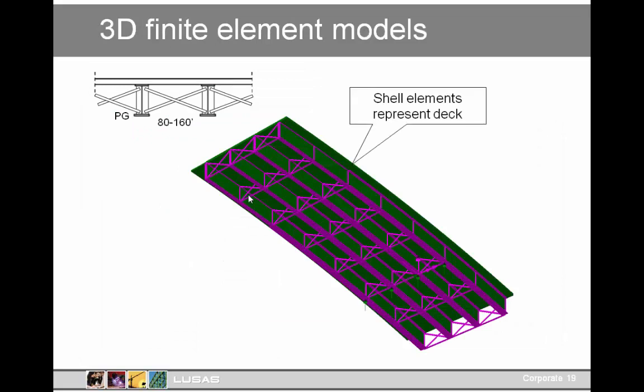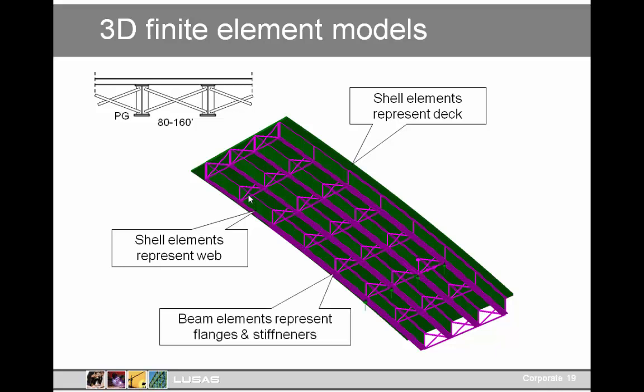For example, in this 3D finite element model, shell elements represent the slab and the girder webs, while the top and bottom flanges are represented using beams, which we show in this mauve colour in LUSAS and green we use for shells. Stiffeners and cross bracing can also be represented using beam elements.